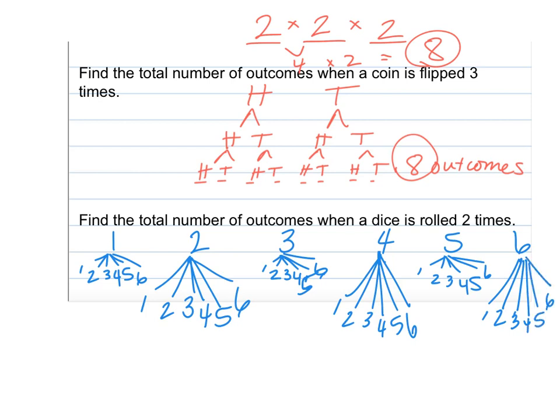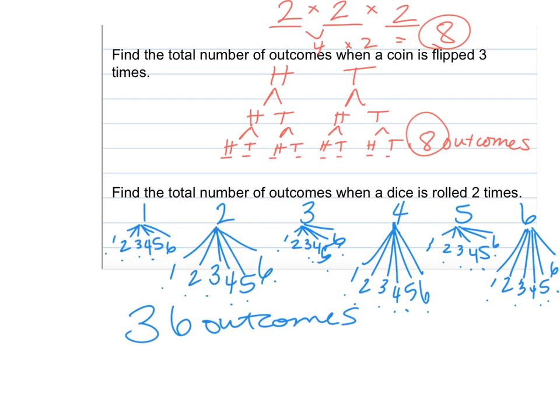Counting the outcomes, remember you just count the bottom. So 1, 2, 3, up through 36. So there's 36 outcomes. If we had done the fundamental counting principle, you're rolling a dice 2 times. That's 2 events. The first roll, you could have 6 outcomes. The second roll, you could have 6 outcomes. Multiply that together, 36 outcomes.